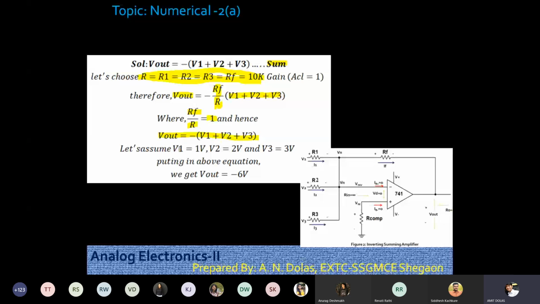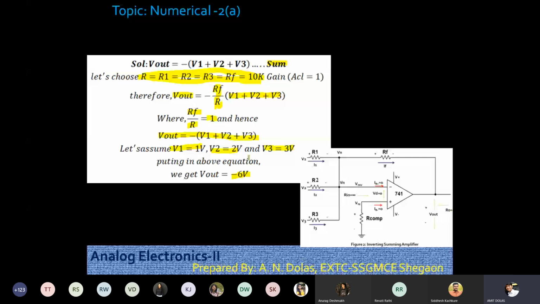Let's have a simple example. I assume V1 is 1 volt, V2 is 2 volt and V3 is 3 volt. Putting into the equation, it will be the addition 1 plus 2 plus 3. So the addition will be 6. So the output is 6 volt, and minus because of inverting action. So this is the design of this equation, V out is equal to minus of V1 plus V2 plus V3.